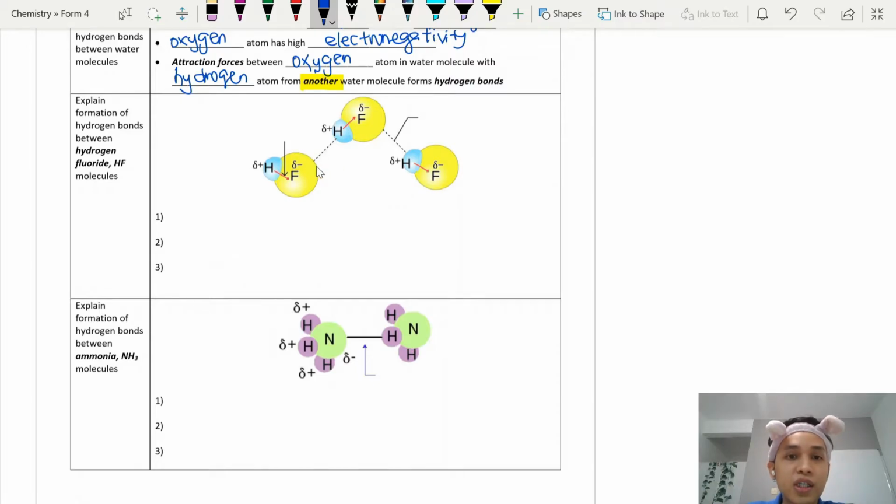This one is between hydrogen and fluorine, the hydrogen fluoride molecule. The H bonded to the F in the molecule is the covalent bond. Remember, whereas this one between molecules, the fluorine from one hydrogen fluoride molecule and the hydrogen from another hydrogen fluoride molecule, this one here is the hydrogen bond.